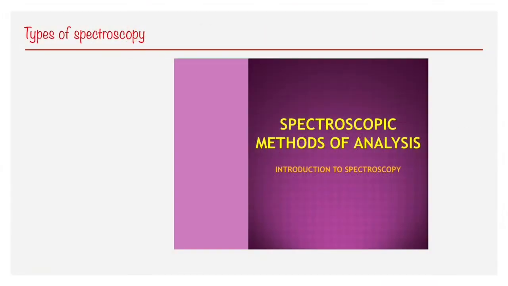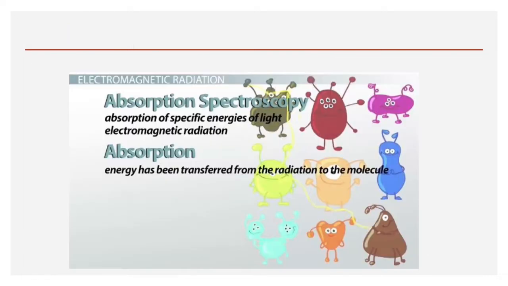Hello everyone, this is Pavitra. Today I am discussing the topic: explanation of methods and types of spectroscopy. Types of spectroscopy. Absorption spectroscopy: absorption of spectroscopic energies of light, electromagnetic radiation. In absorption, energy is transferred from the radiation to the molecule.